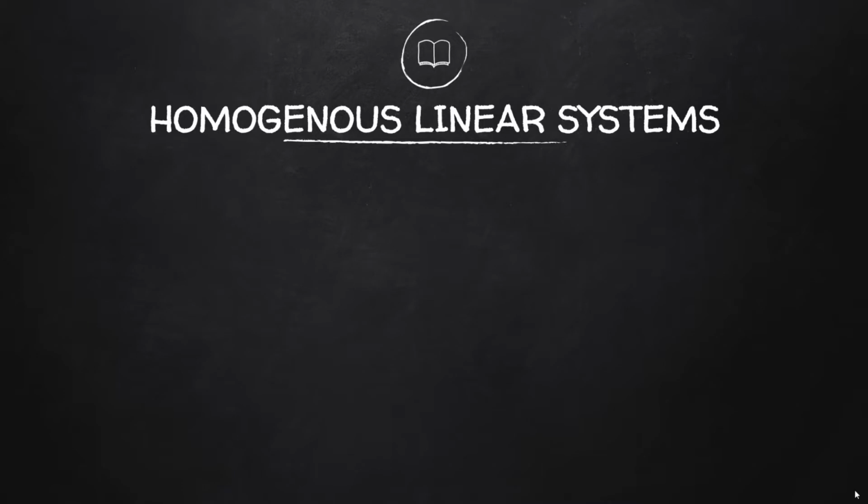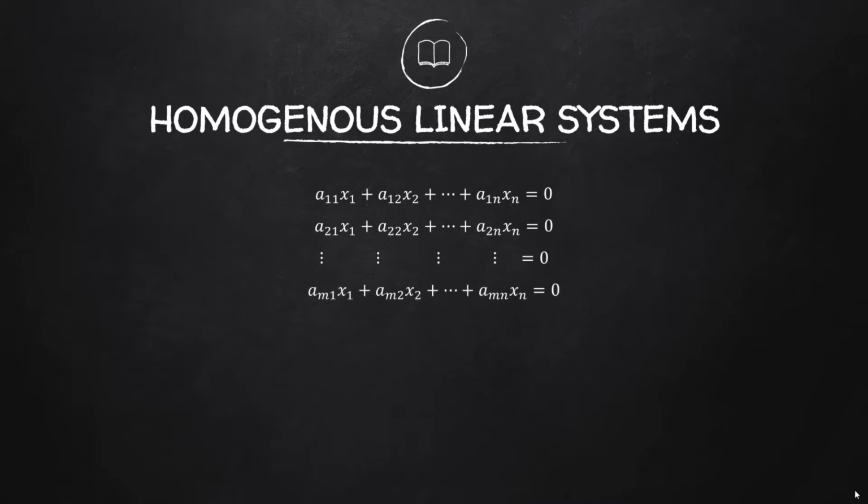In this video, we are going to talk about homogeneous linear systems. So what are these kinds of linear systems? If you take a look at this system of linear equations as shown, we can observe that the sum of this polynomial with n variables is all 0. So a homogeneous linear system is a system of linear equations whose equations have sum equal to 0.